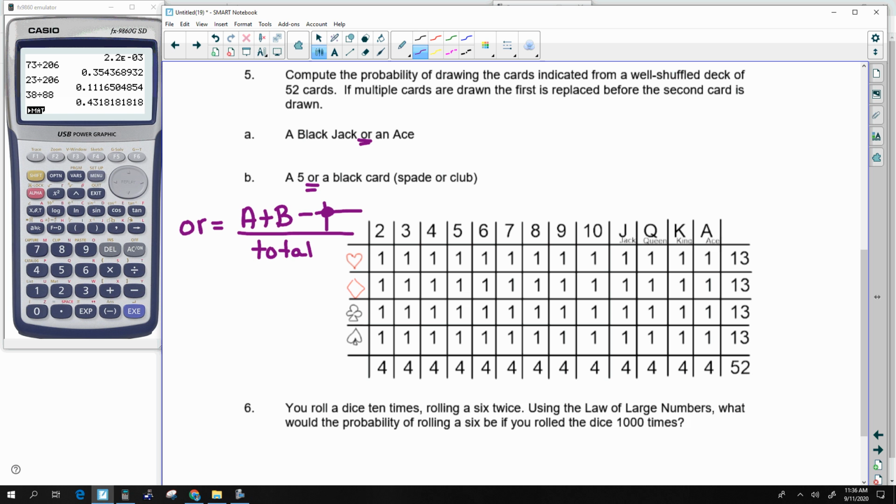All right, so the first one is a blackjack. So it's just those two right there. Or an ace, which is those four. So we have blackjack or an ace minus the intersection. There isn't an intersection, out of the total.